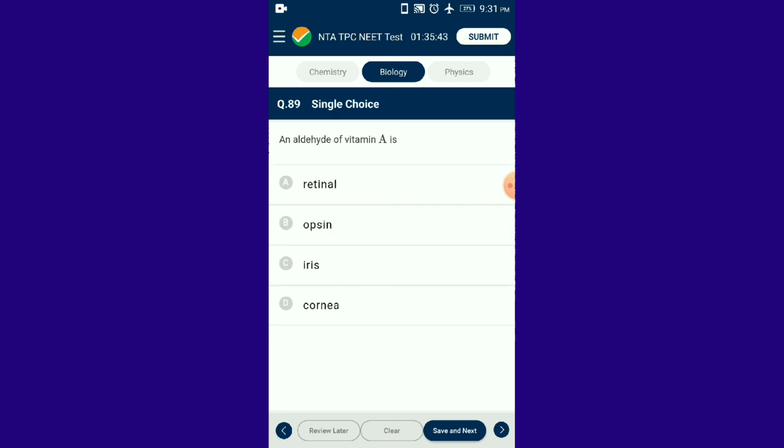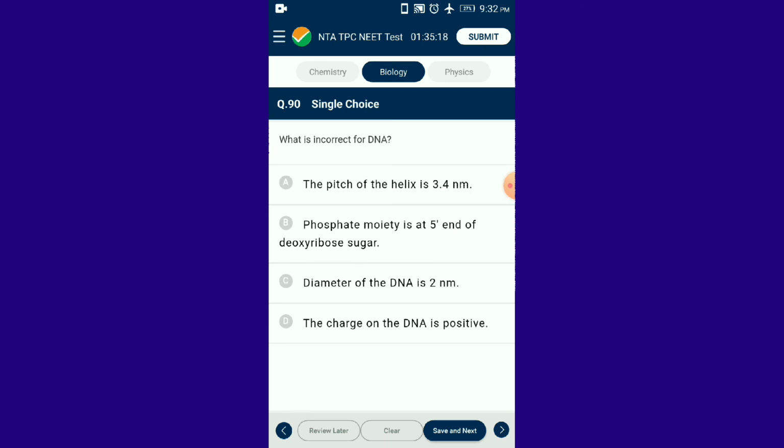Question number 89. An aldehyde of vitamin A is retinal. Retinal is an intermediate formed in the vitamin A visual cycle. Opsin is a transmembrane protein which binds to retinal. So retinol is a derivative of vitamin A. Question number 90. This is the last question. Which is incorrect for DNA? The charge of DNA is negative. So here option D is wrongly given, stating the charge of the DNA is positive. That is an incorrect statement about DNA.